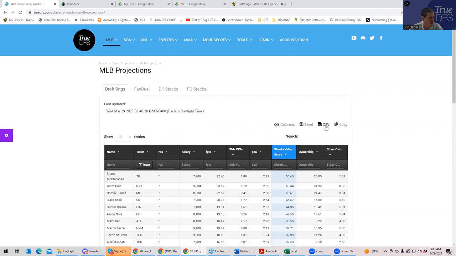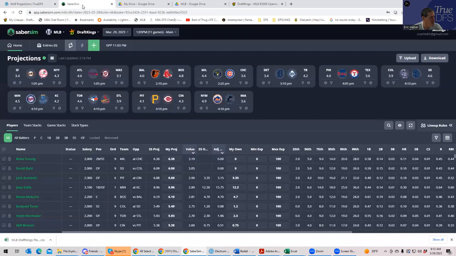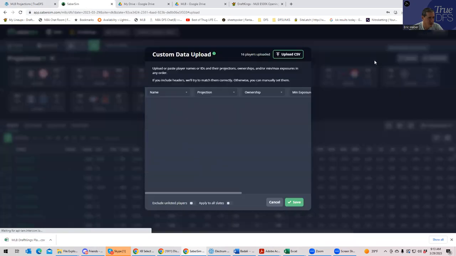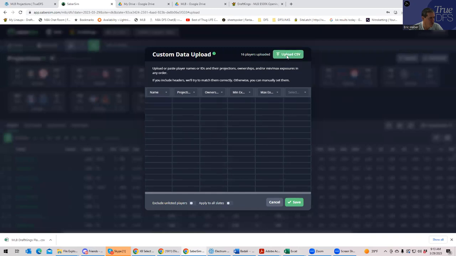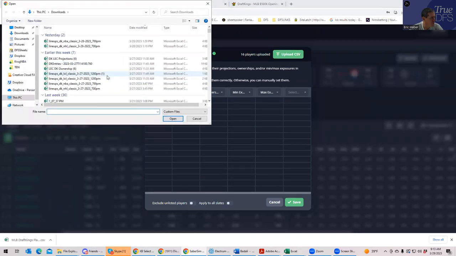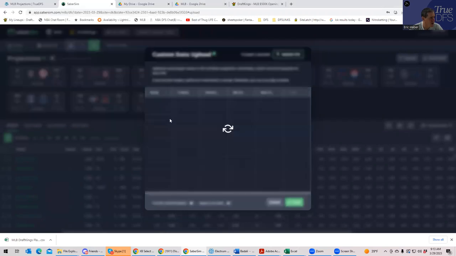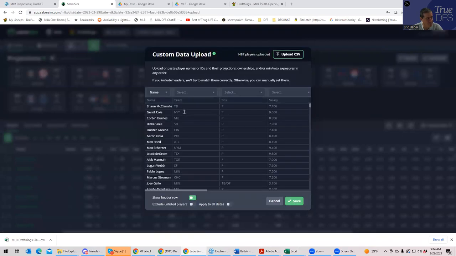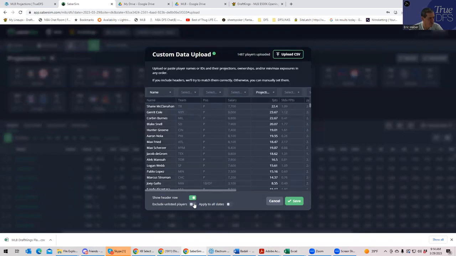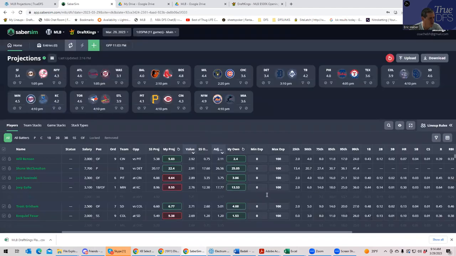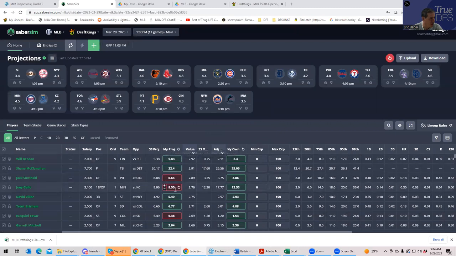So what you can do, from this page, this is actually the long way, you just hit CSV and it will create this kind of file. Then you'll go back into SaberSim and you'll hit upload CSV. Then you will find the file you just created, and it will automatically upload the TrueDFS projections to SaberSim. We click exclude unlisted players and we save it. And now you'll see that my projections have trumped the SaberSim projections in what we're going to be using.